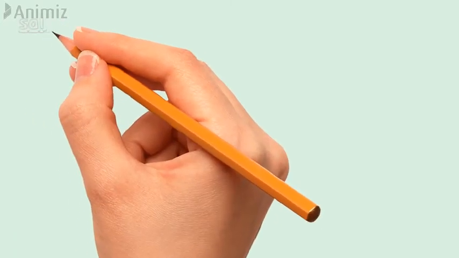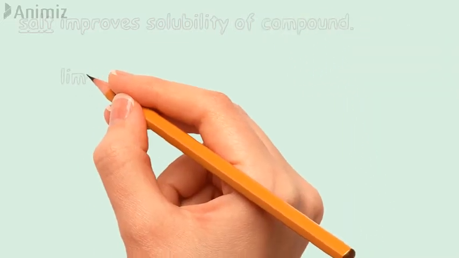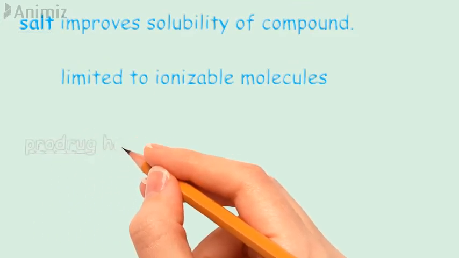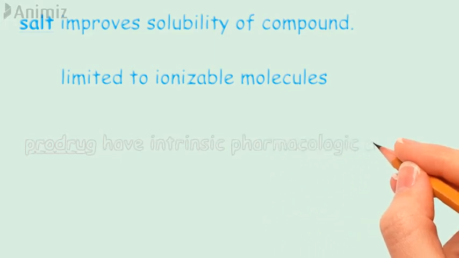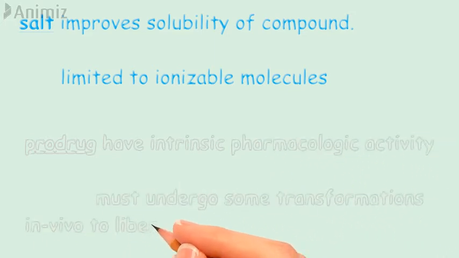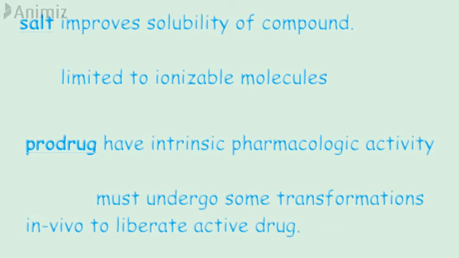Salt formation improves solubility of the compound, and thus possibly bioavailability. But salt formation is limited to molecules with an ionizable group. Prodrugs may be formed with any organic molecule having a chemically reactive functional group. Prodrugs are compounds with intrinsic pharmacologic property but must undergo some transformation in vivo to liberate the active drug molecule.